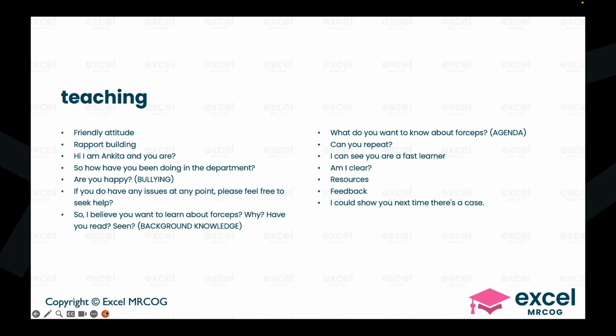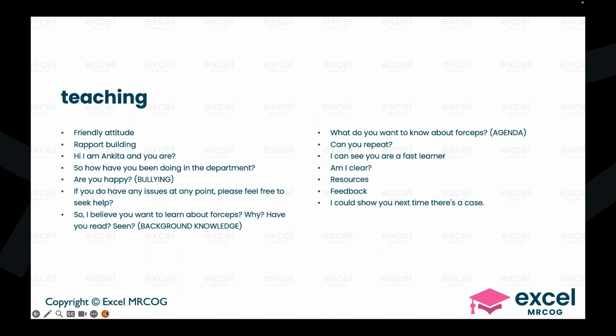Important in a teaching task. The agenda in a teaching task is set by the colleague. Please understand. Now, for example, it's a task which is expecting you to teach forceps to your colleague. Forceps is a topic that can be covered in 10 minutes as well as an hour. How do you know what to say?